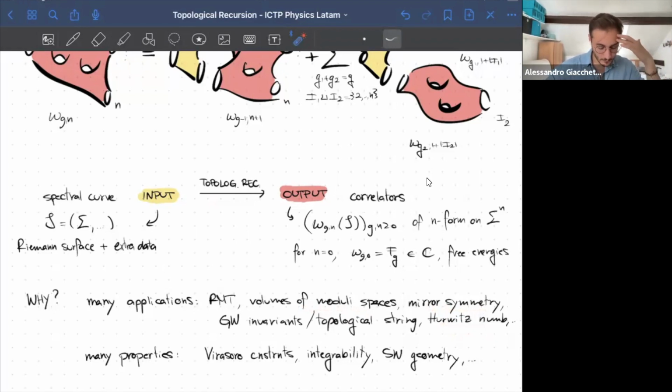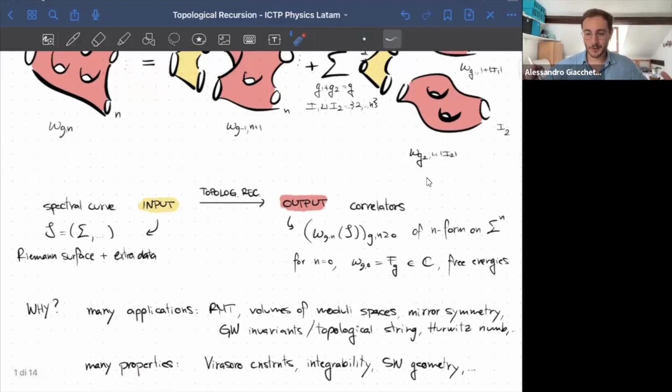One other feature of topological recursion is that it satisfies many interesting properties, like Virasoro constraints, integrability, Seiberg-Witten geometry, and so on. So the main point is that when you are trying to compute something and you show that this is computed by topological recursion, you can then have all these properties for free, just knowing that the problem itself is solved by topological recursion. Okay, so this is what you somehow have to take home.